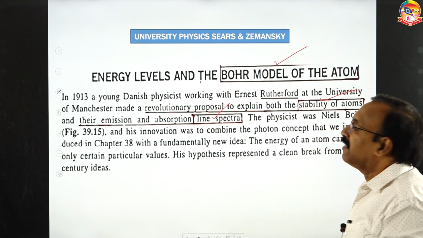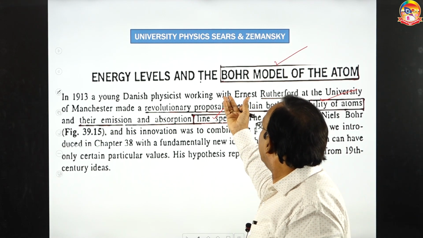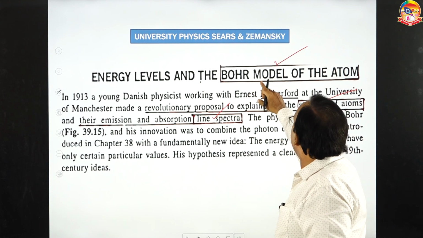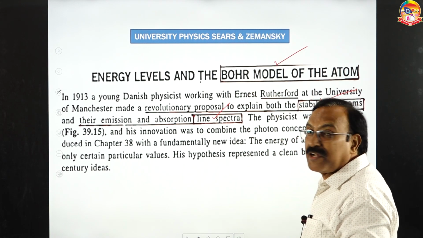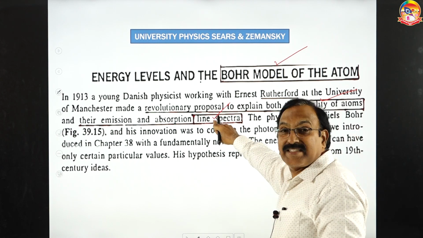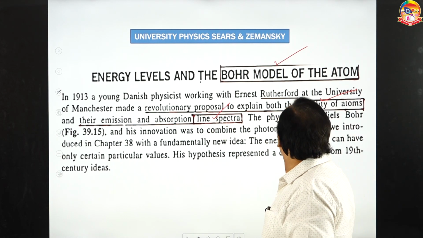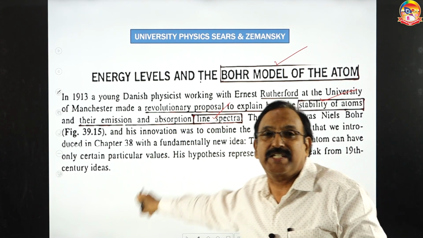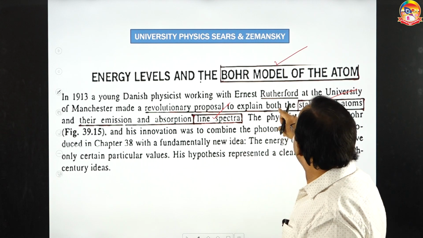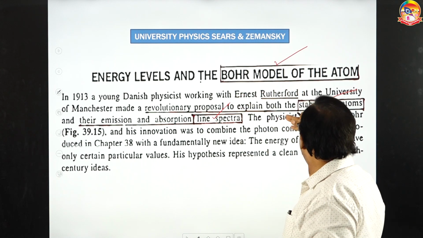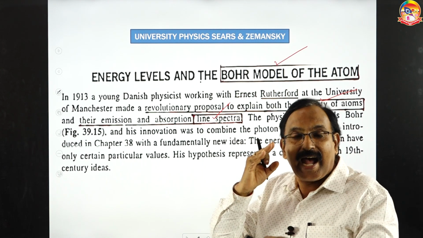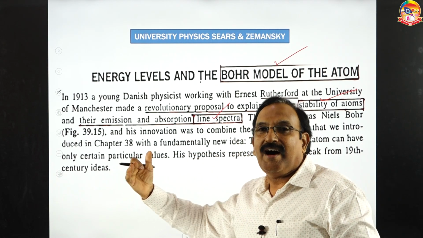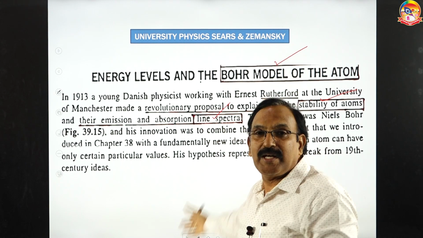Even in some reputed books like Sears and Zemansky, University Physics, right under the heading of Bohr's model of the hydrogen atom, it says that atoms are stable. In the next part of the line, the atoms have their own characteristic spectra. So in one of the famous, standard books, it is mentioned that the stability of atoms and the characteristic spectra are proven by Bohr.